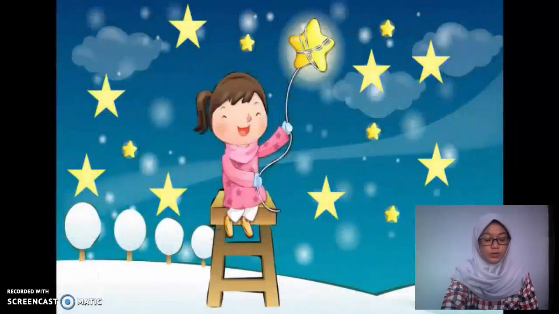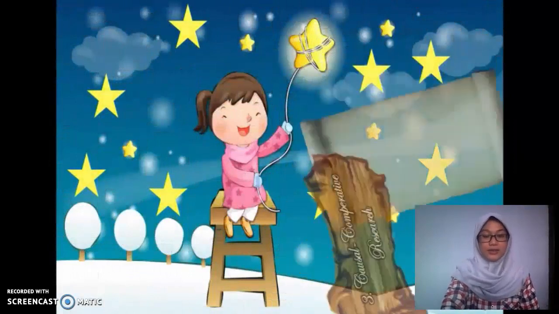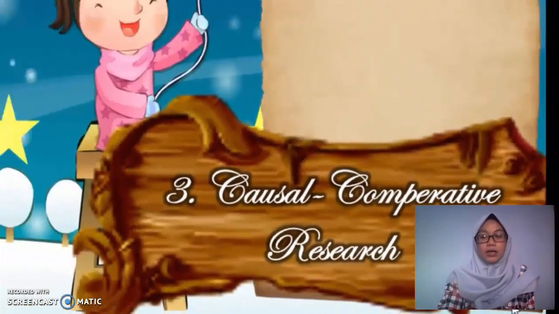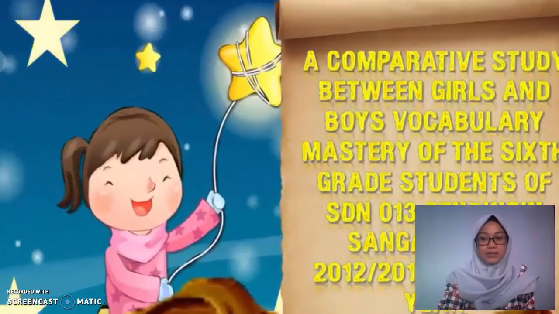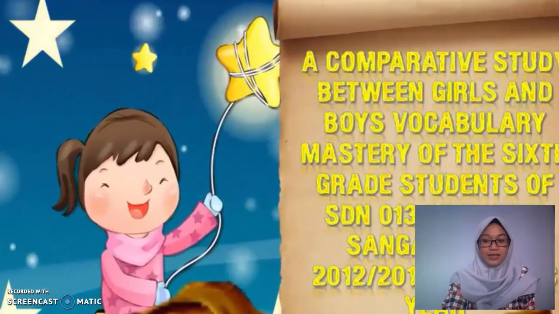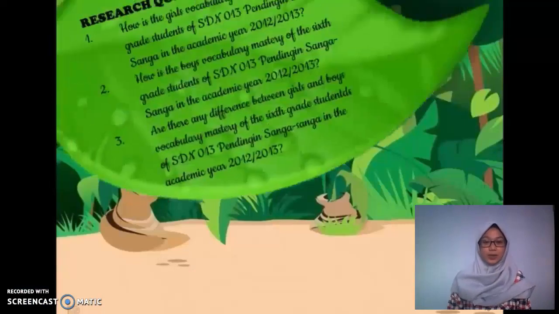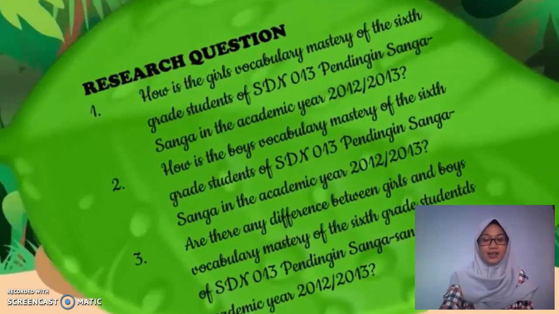Next, let's move on to another design, that is causal comparative research. This is the title of the thesis: a comparative study between girls and boys vocabulary mastery of the 6th grade students of SDN 013 Pendidikan Sama-Sama. Next is research question. As you see, there are 3 research questions of this study.